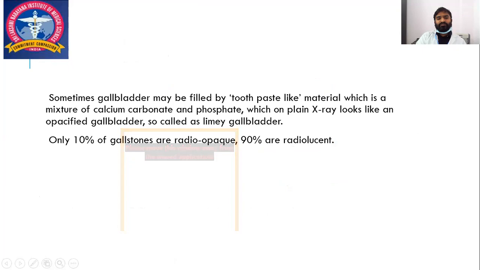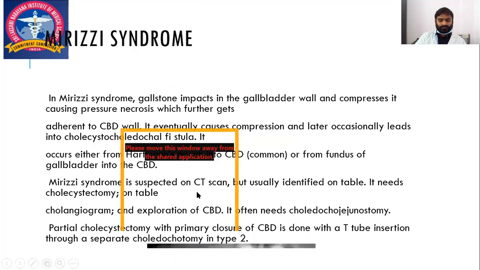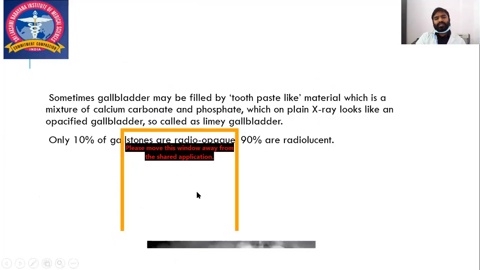Sometimes the gallbladder may be filled with toothpaste-like material, which is a mixture of calcium.